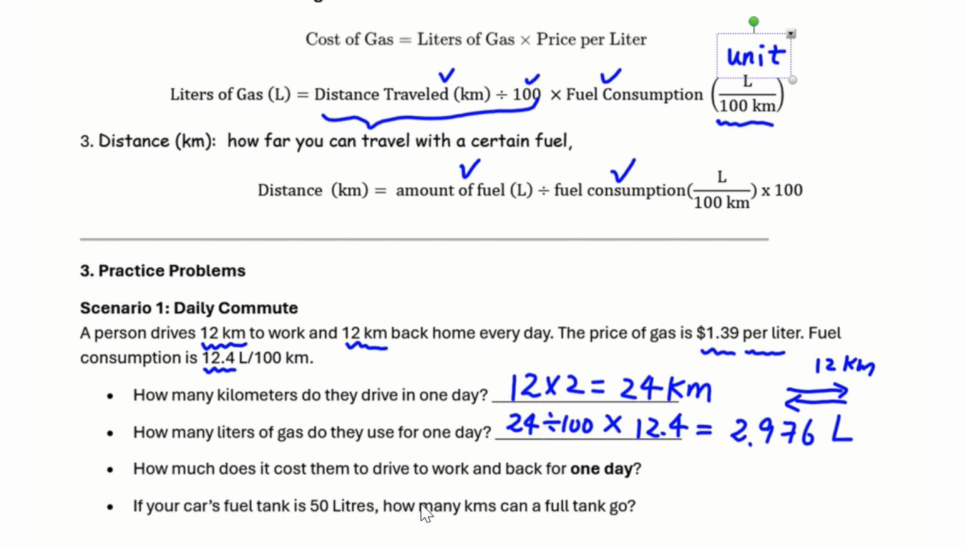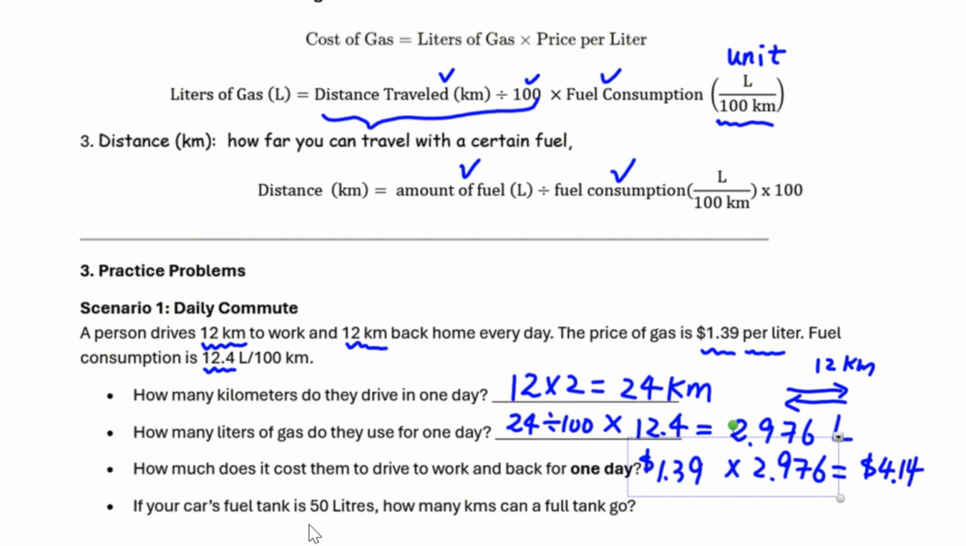Then it asks how much does it cost. So this is the quantity, then we times another unit price, that is the price for gas, $1.39 per liter, times how many liters you used. Then you will have the total cost. Then we have $4.136. Then we round it up, it is $4.14.